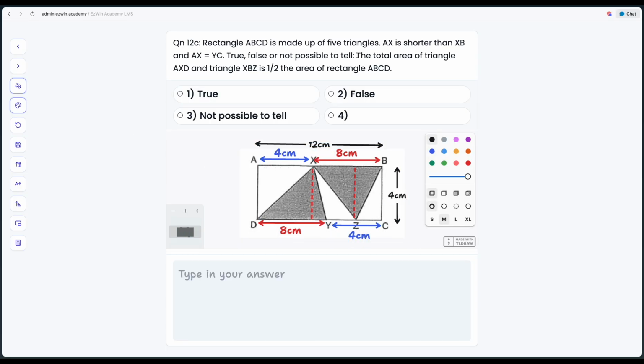Okay, and then let's move on to the last statement. The last statement says the total area of the triangle AXD and the triangle XBZ is half the area of the rectangle ABCD.